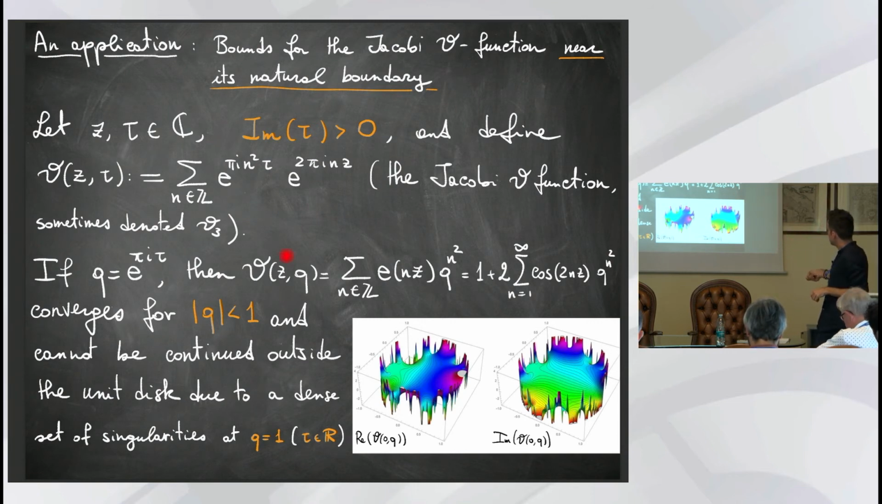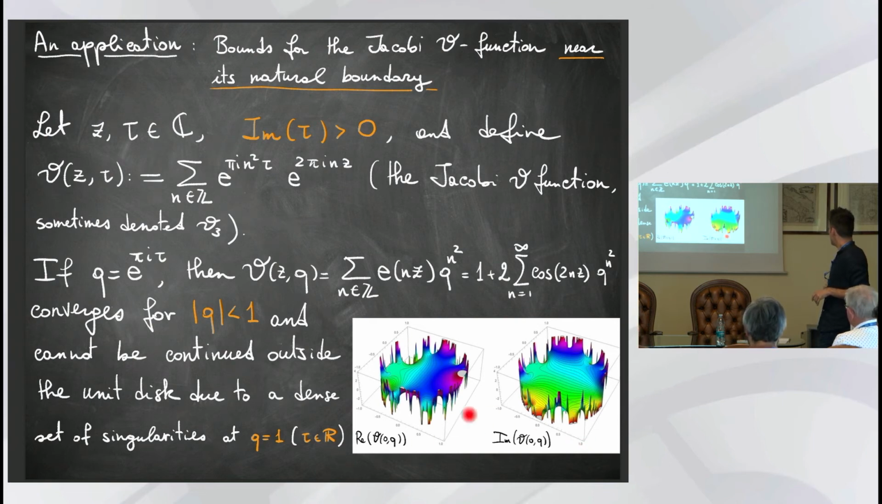But sometimes it's better to think about the radius of convergence of this power series. If you look at them, you can realize that there is a dense set of singularities near the boundary of this disk at q of modulus equal to 1, which corresponds to tau on the real axis. And because you have all of these bad singularities near the boundary, you cannot continue the function outside this disk. That's why I want to talk about this function near its natural boundary. The boundary is there, and it's given to you by this expression.